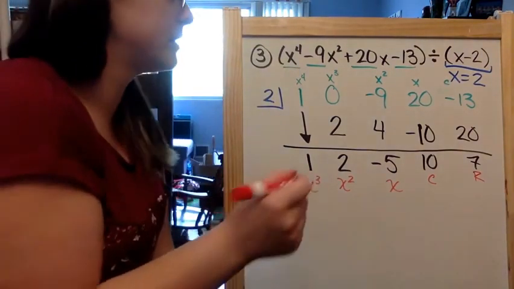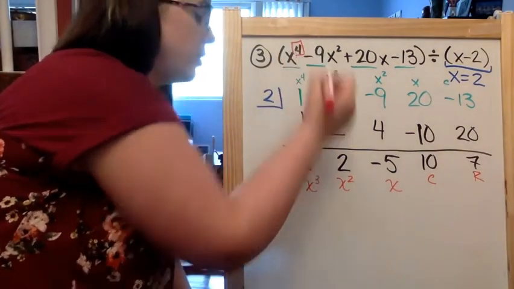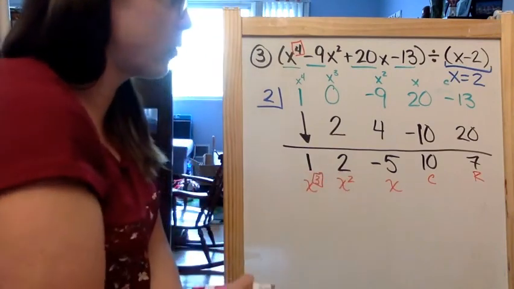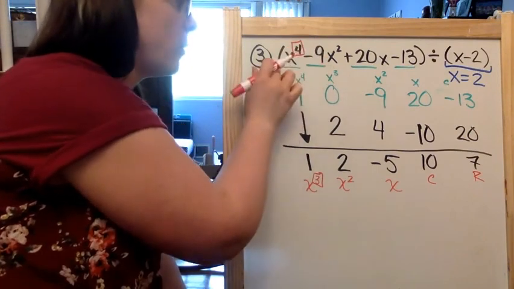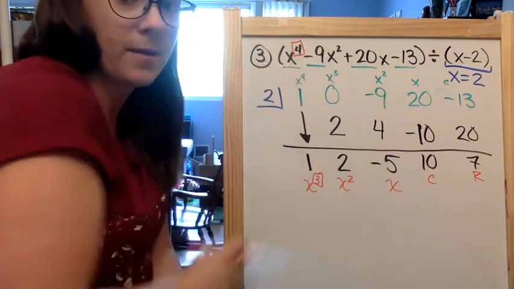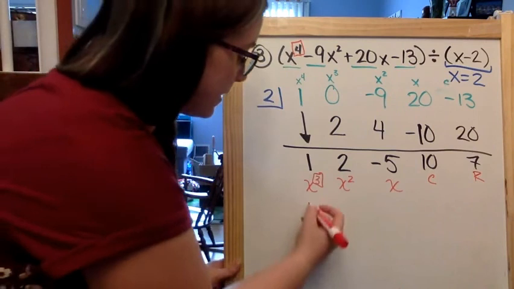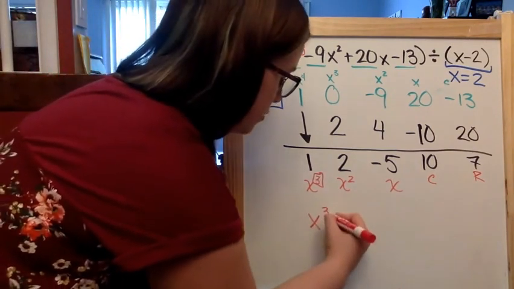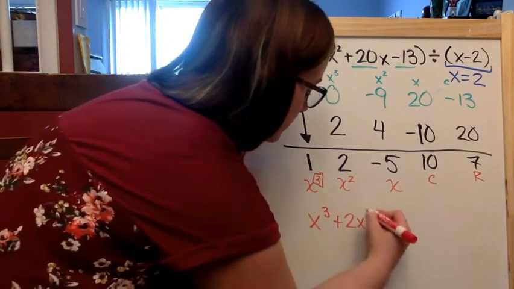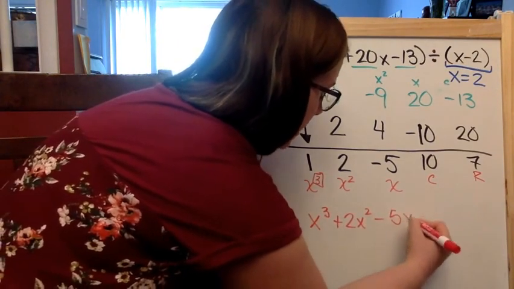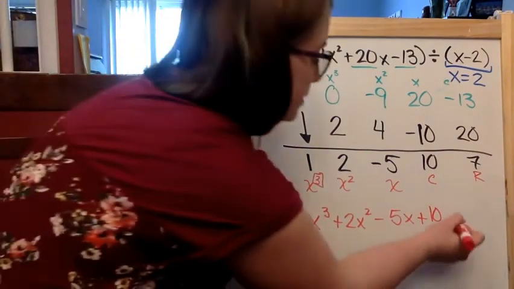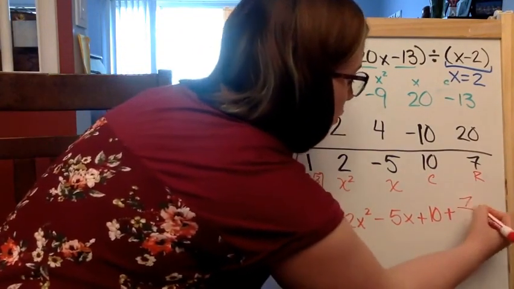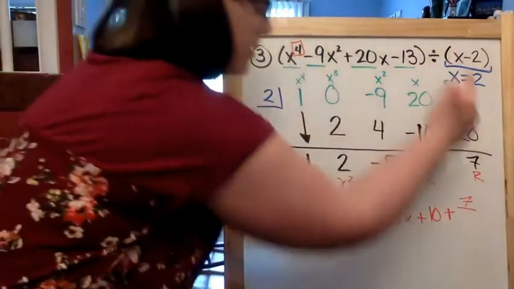As a check for yourself, the degree of your final answer for synthetic division problems should always be 1 less than the degree that you started with. So my final answer here would be x cubed plus 2x squared minus 5x plus 10 plus, since that's a positive, 7 over my divisor of x minus 2.